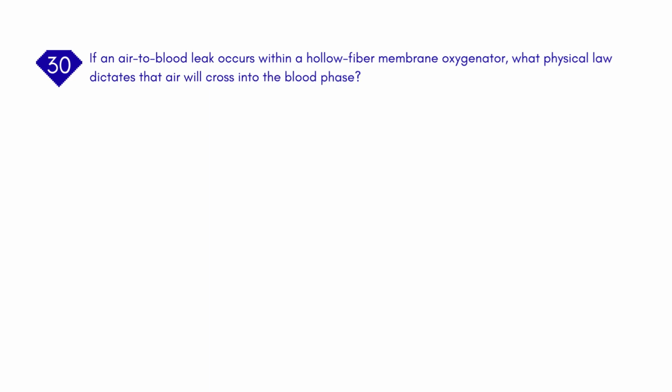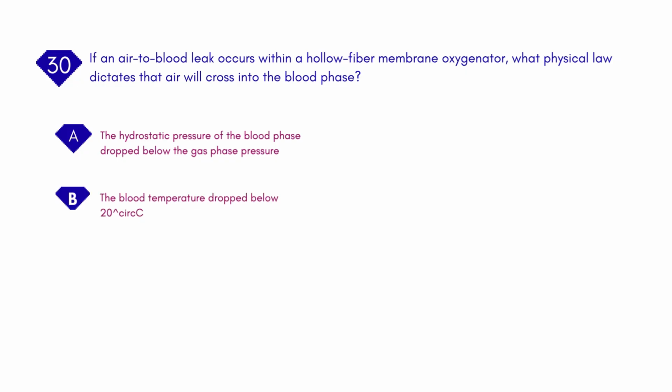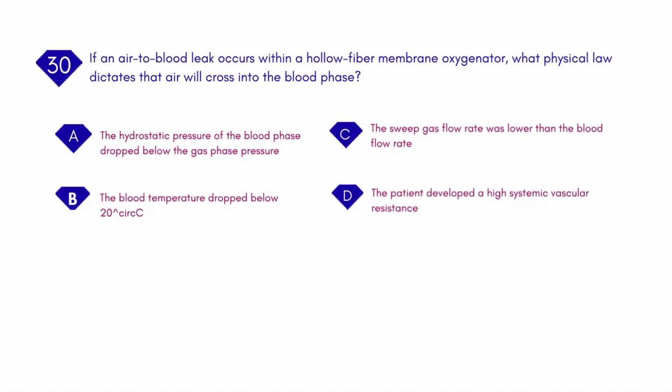If an air-to-blood leak occurs within a hollow fiber membrane oxygenator, what physical law dictates that air will cross into the blood phase? A. The hydrostatic pressure of the blood phase dropped below the gas phase pressure. B. The blood temperature dropped below 20°C. C. The sweep gas flow rate was lower than the blood flow rate. D. The patient developed a high systemic vascular resistance.